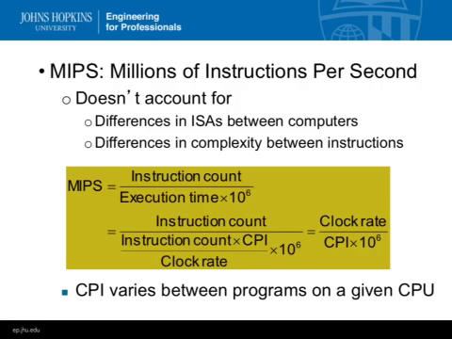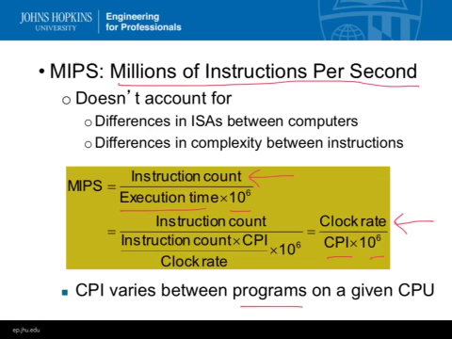Look at another performance measure, MIPS, just millions of instructions per second. It's the instruction count for a particular program divided by its execution time times 10 to the 6th. It can also be expressed as the clock rate for a computer divided by the CPI times 10 to the 6th.